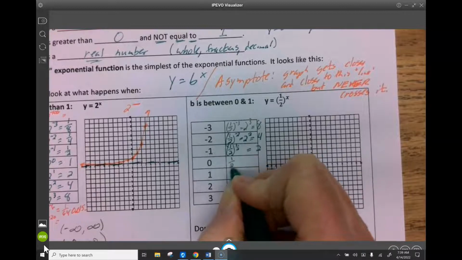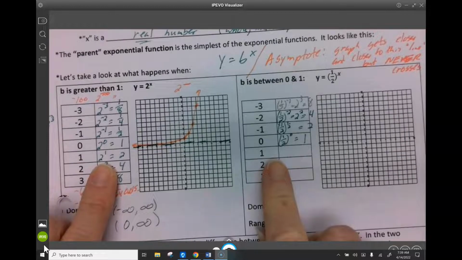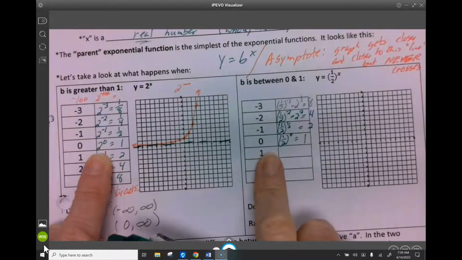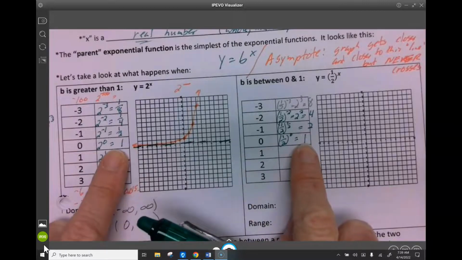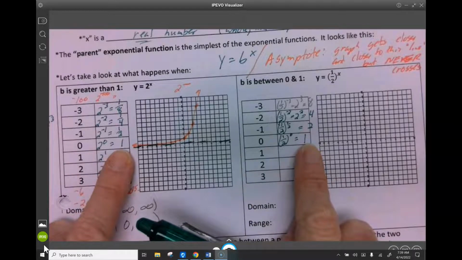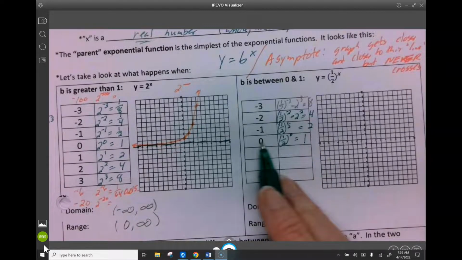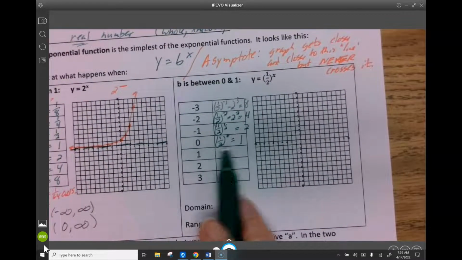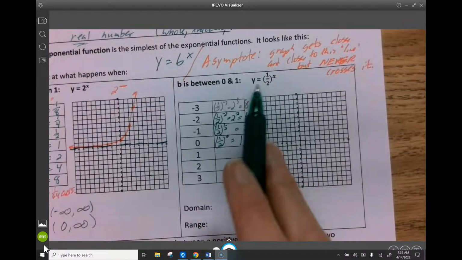Okay, now we have 1/2 to the 0. That's equal to 1. And that's something you're going to see with all of these. There's going to be a point, whenever the exponent is 0, it's going to be a 1. And that's one of the reasons you know it's an exponential. Unless, of course, some other stuff we're going to look at tomorrow. But that point's going to be in the parent function. And this is also technically a parent function also. Okay, so here we go.